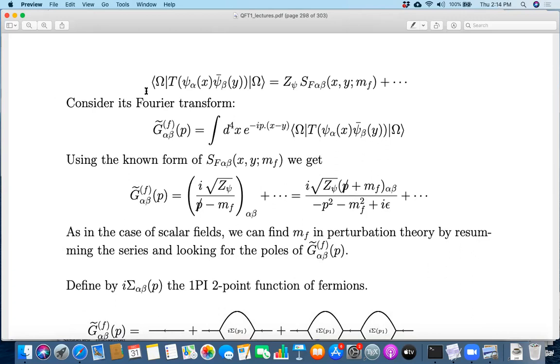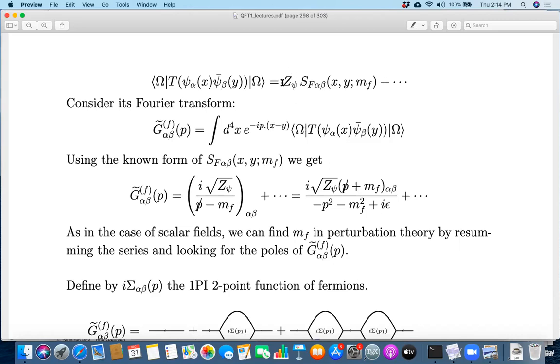Okay, so here I have written that expression again. Now let's consider its Fourier transform, and the Fourier transform of this 2-point function I'll denote by G tilde f, alpha beta. Again alpha refers to psi, beta refers to psi bar. So that's given by this, and we can easily see that because this is the free fermion propagator, we will be getting z psi. Sorry, I think this should not have been root z psi. This should have been z psi. Forget about the square root. This is the z psi.